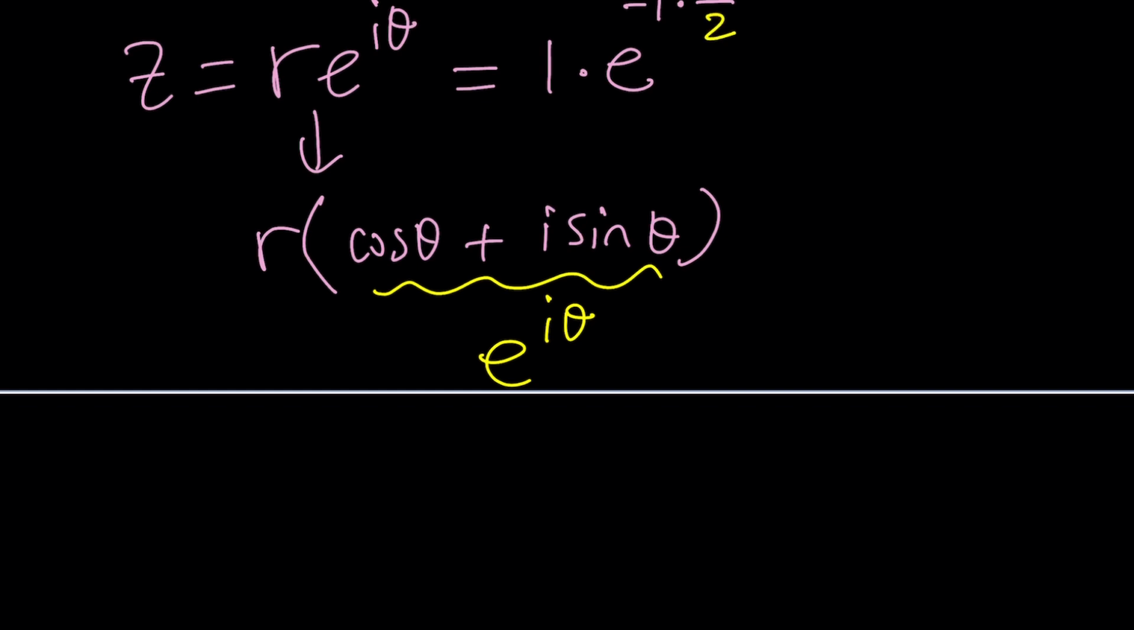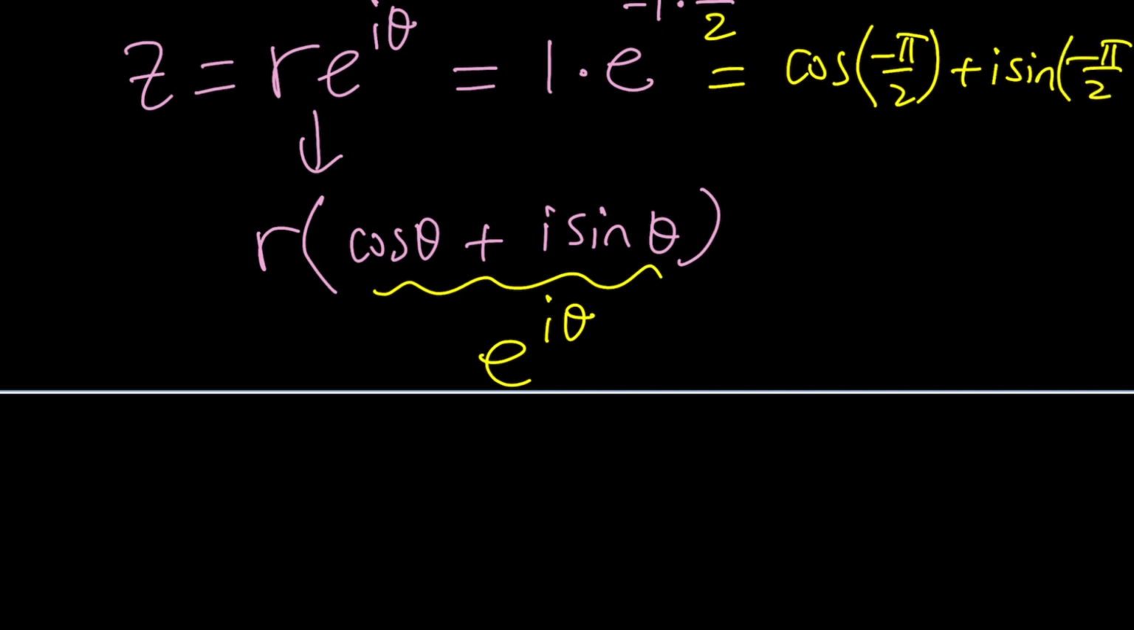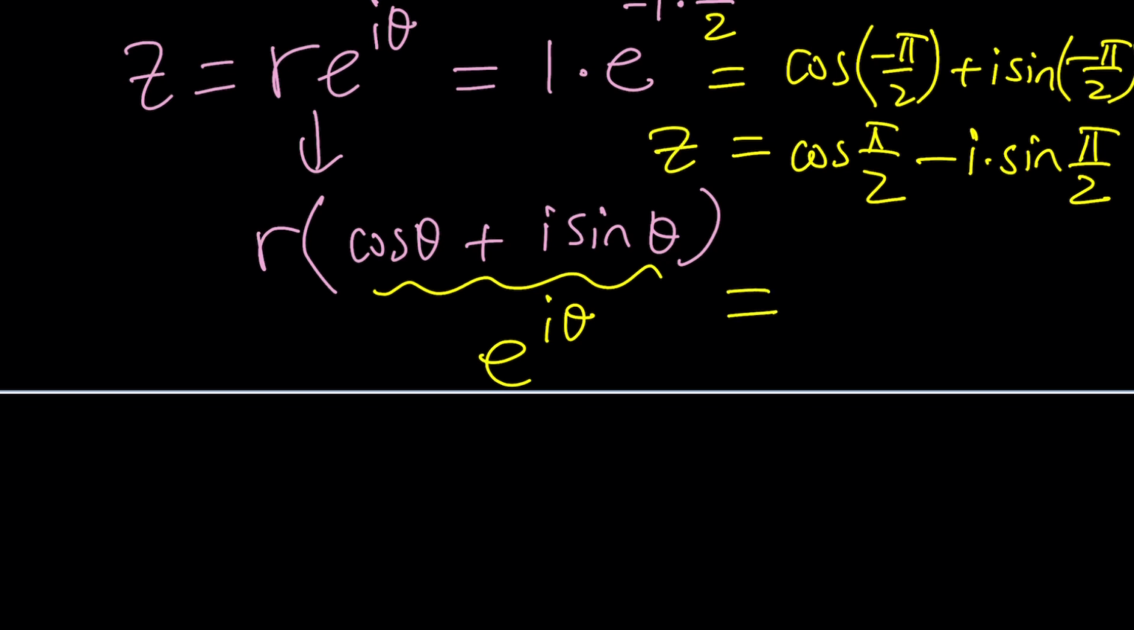Of course, we can now write this as cosine of negative pi over 2. Don't forget, the argument is negative here. And of course, cosine is even, so it'll absorb the negative, but sine will have to spit it out. So this will be cosine pi over 2 minus i times sine pi over 2. And then, of course, this is all z. And z will be, what is cosine 90 degrees? 0. You know that, right? And sine pi over 2 or sine 90 degrees is 1. So the answer is negative i.